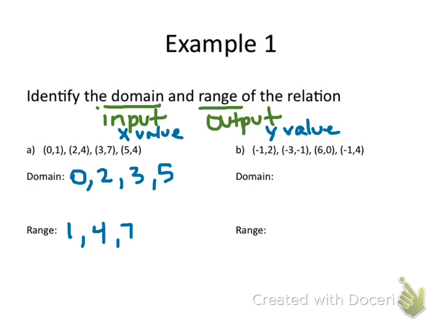And then on this next one, when we look at -1, -3, and 6, sometimes they put the domain in numeric order, but you don't have to. And then our output, our range, becomes -1, 0, 2, and 4. These are just relations. It's just a set of ordered pairs. Okay, let's look at example 2.